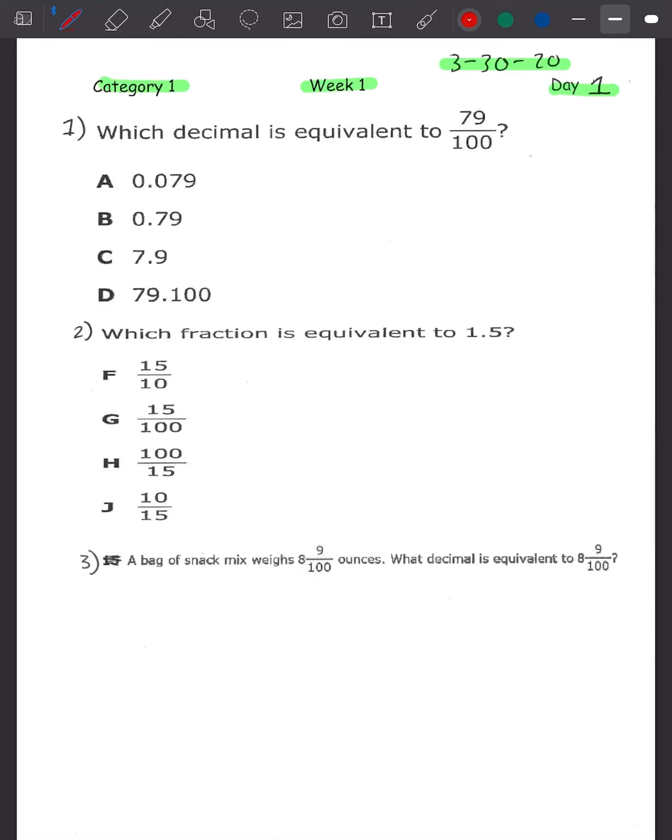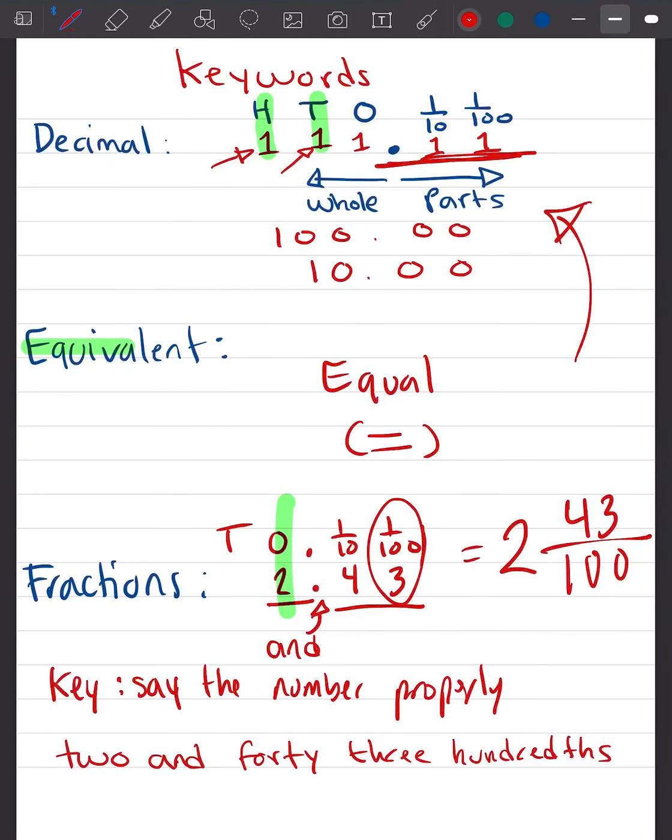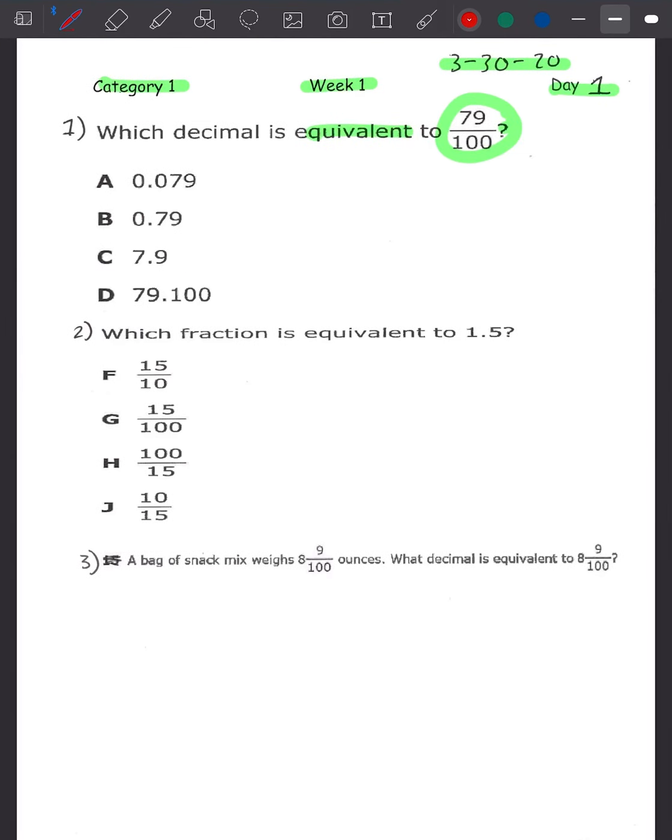So make sure you take your time, guys. Make sure you highlight keywords. For example, equivalence, right? It's asking you for something. Look at the fraction that they gave you, and then you can work it out, guys, by using the information that I provided for you here. Okay? So once you get to this, guys, make sure you take your time.